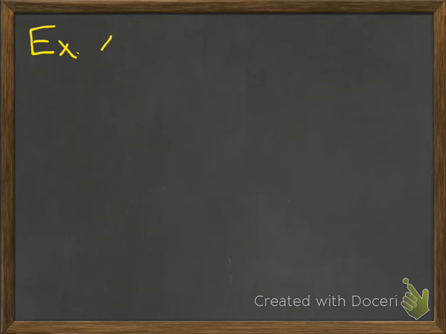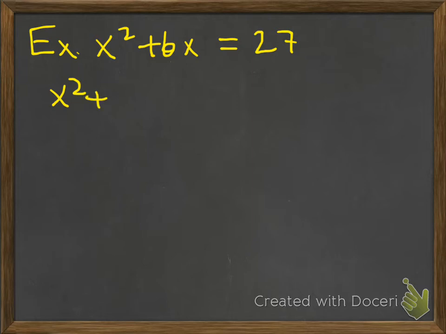So for example, x squared plus 6x is equal to 27. What I'm going to do next is say x squared plus 6x plus blank is equal to 27. What you want to do is divide the 6 by 2. What's 6 divided by 2? It's 3. Then square that. What's 3 squared? It's 9. Now, whatever you do on one side, remember, you have to do on the other side. So if I'm going to add 9 to the x's, I need to add 9 to 27.